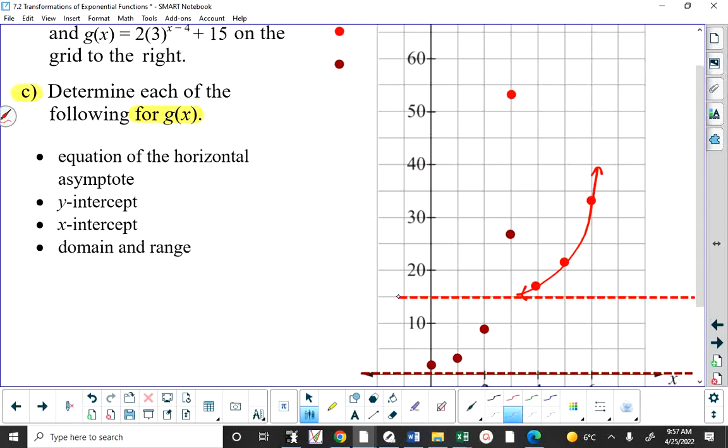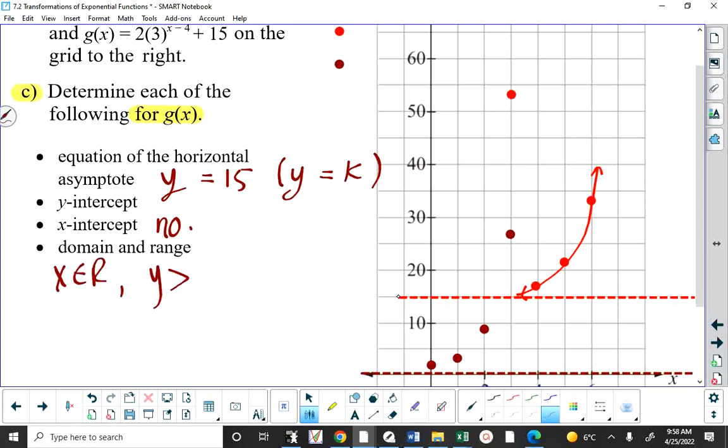Okay. So what is the equation of the horizontal asymptote? Y equals 15, which you should make a note of is y equals k. It's always going to be y equals k. What is the x-intercept? There is no x-intercept. We'll get back to the y-intercept in a minute. What is the domain? Well, you can look at the graph and see that x is any real number and y is greater than 15. I want you to notice that that's y is greater than k.